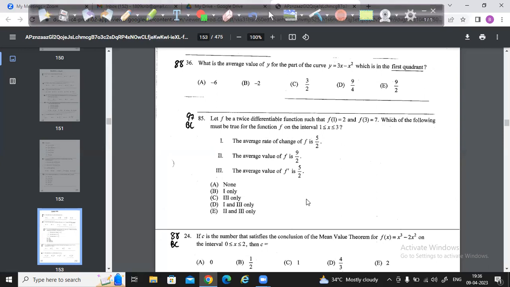So simple question. They're asking the average rate of change of f, which is f of 3 minus f of 1 by 3 minus 1, which is 5 by 2. So definitely the average rate of change is 5 by 2. Statement 1 should be correct.